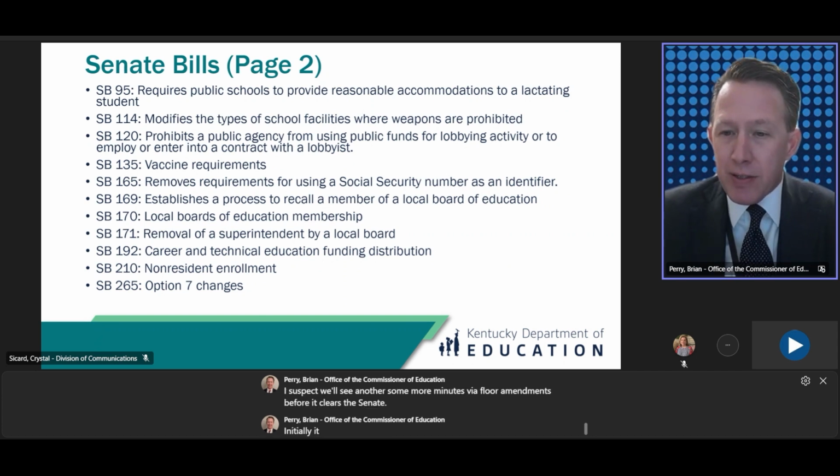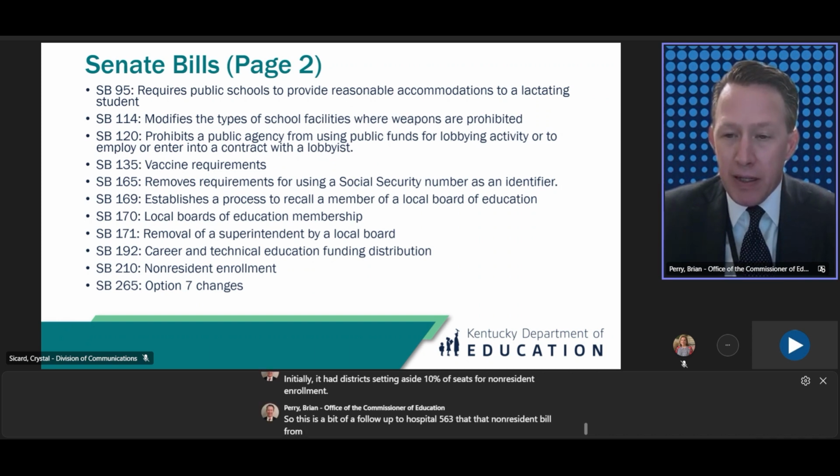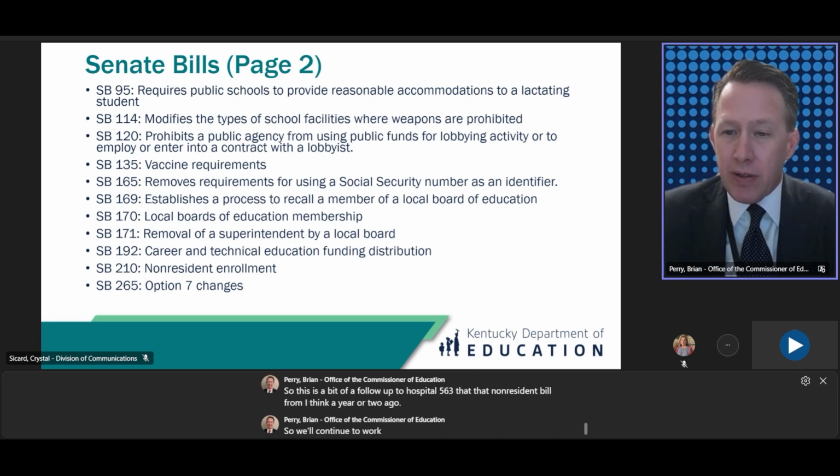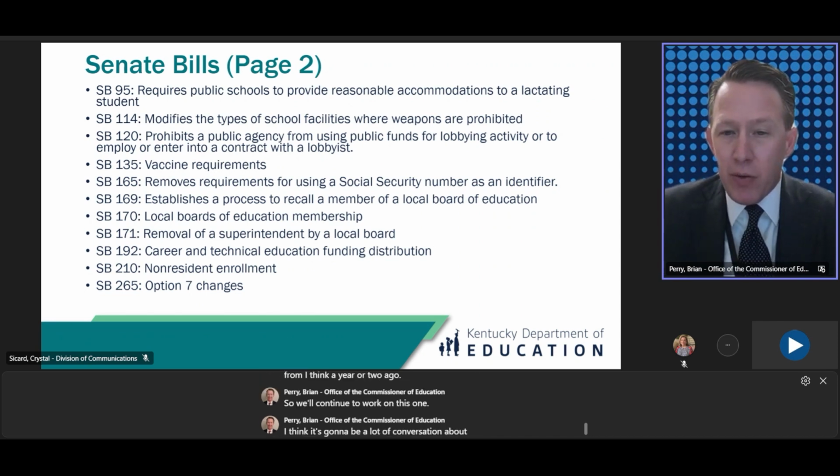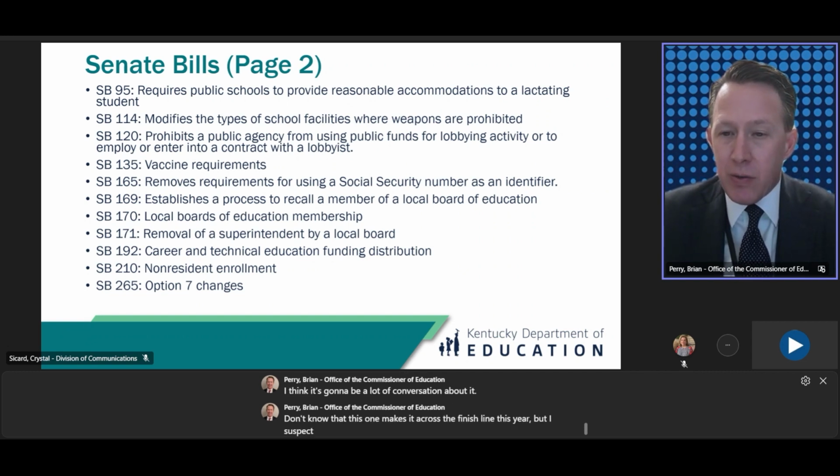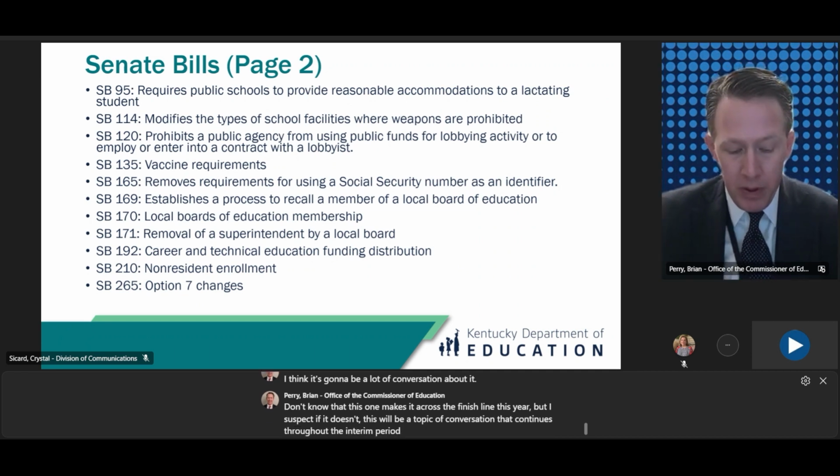Initially, it had districts setting aside 10% of seats for non-resident enrollment. So this is a bit of a follow-up to House Bill 563, that non-resident bill from, I think, a year or 2 ago. So we'll continue to work on this one. I think there's going to be a lot of conversation about it. Don't know that this one makes it across the finish line this year, but I suspect if it doesn't, this will be a topic of conversation that continues throughout the interim period.